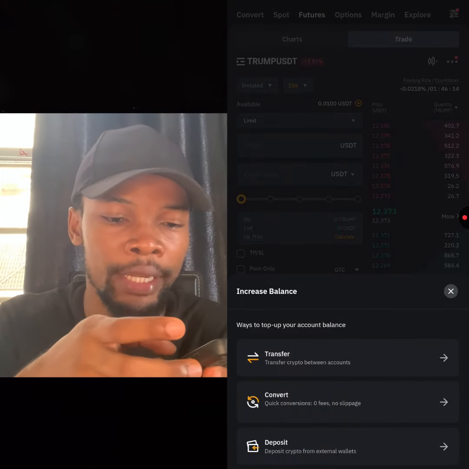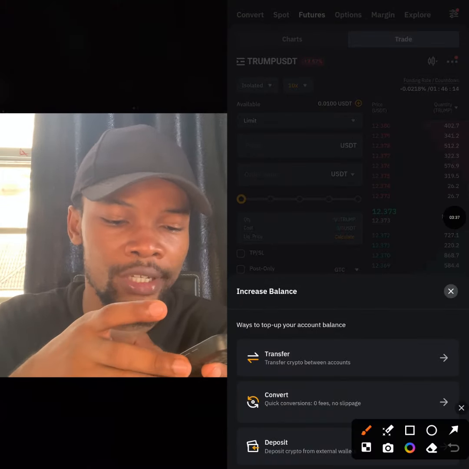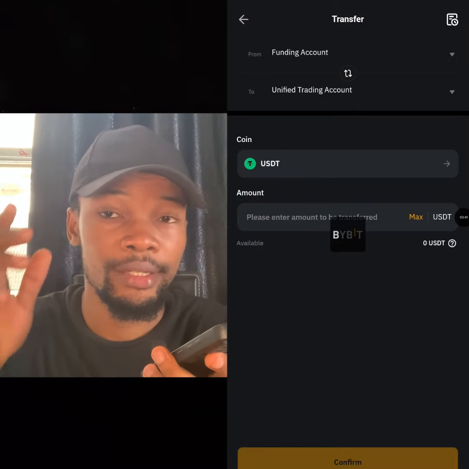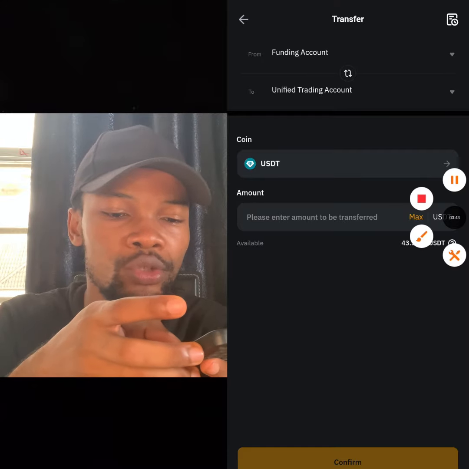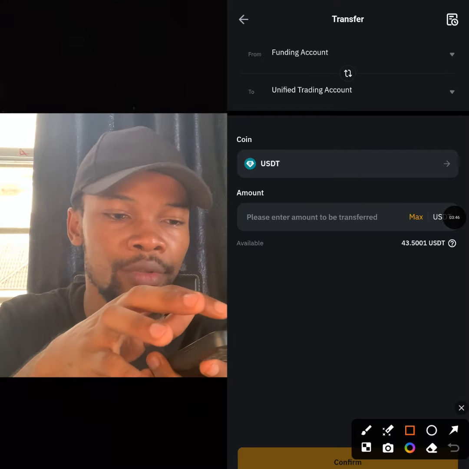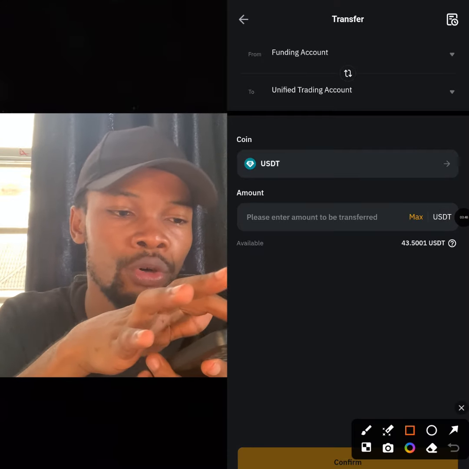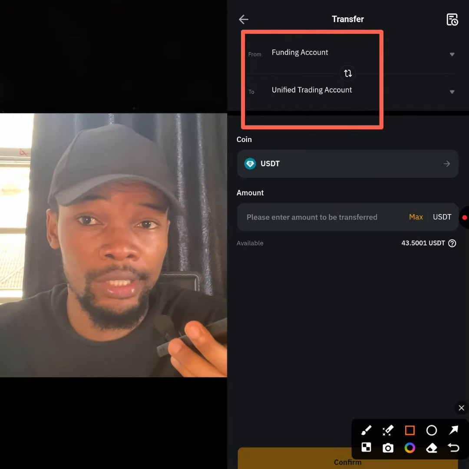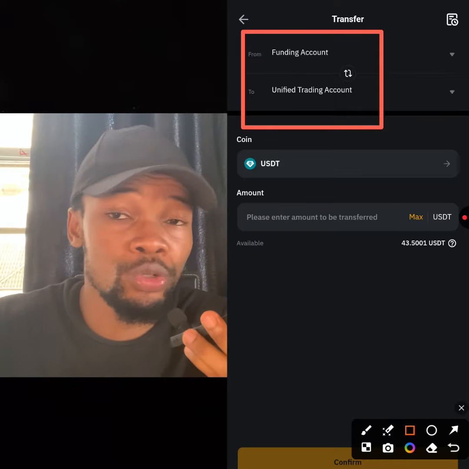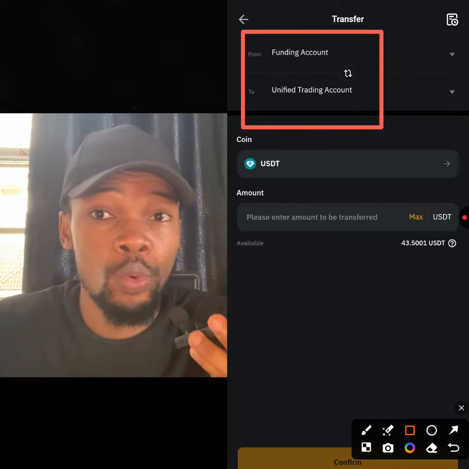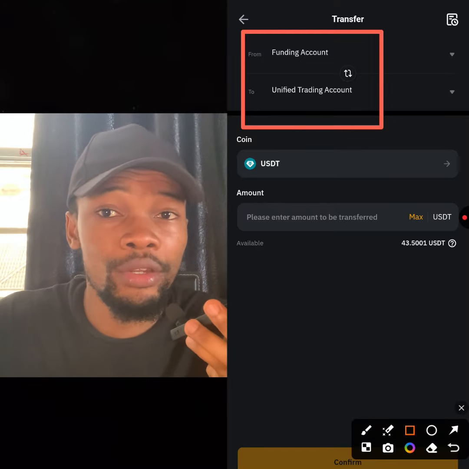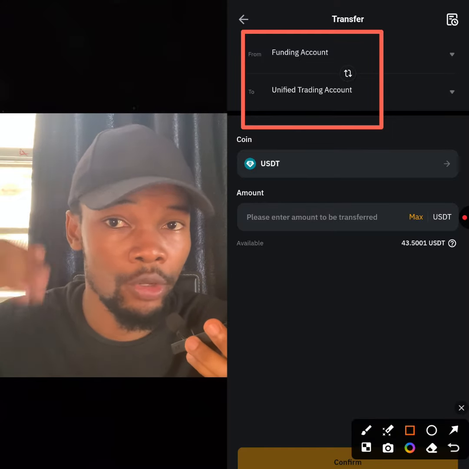So if you click on the plus sign, click on transfer crypto between accounts. Once you select that, make sure it is set like this: move all your money from the funding wallet to the unified trading account. The unified trading account shows your balance for trading, while the funding account is where your money has to be when you want to sell it to your bank.